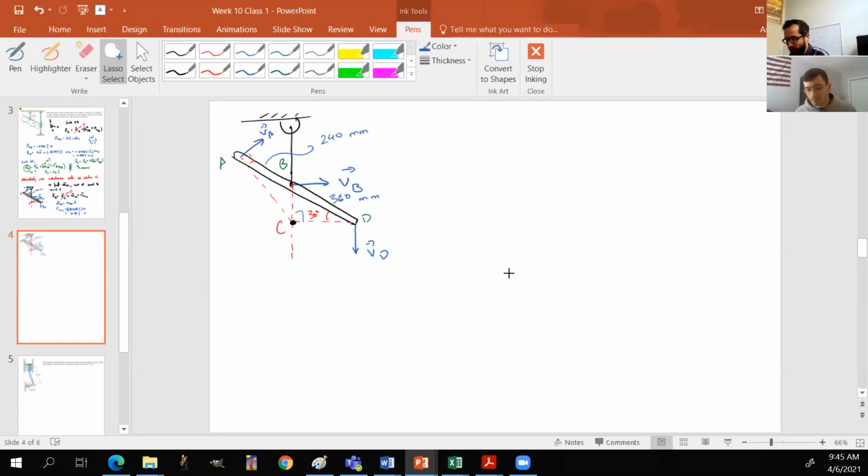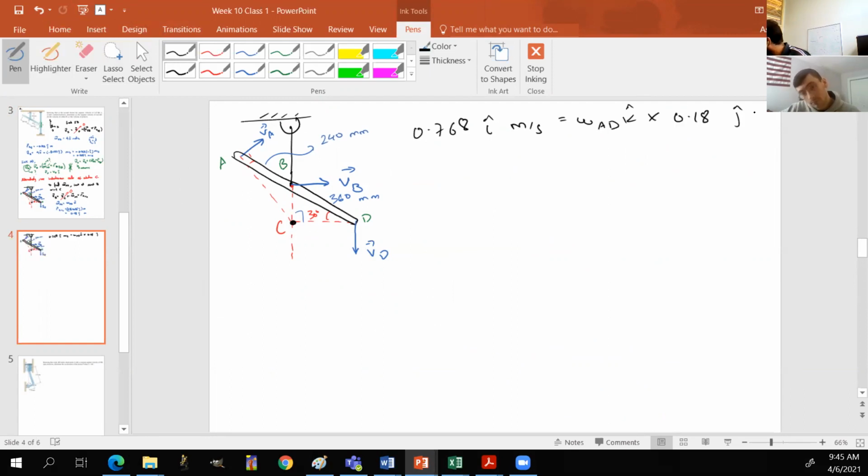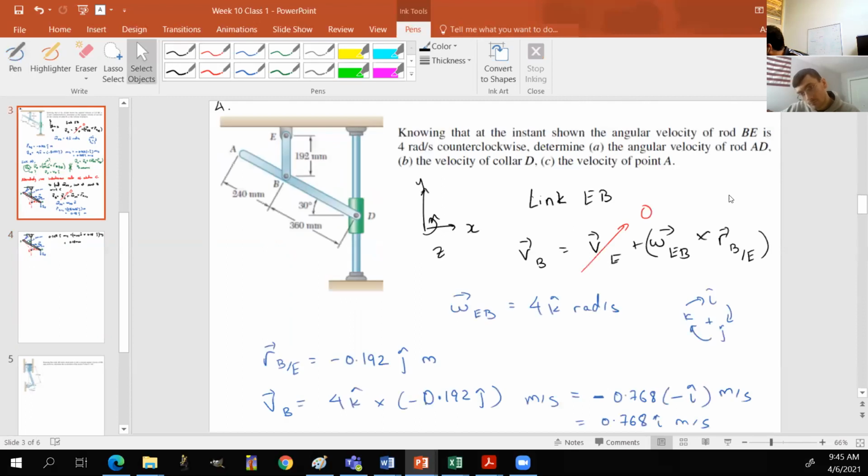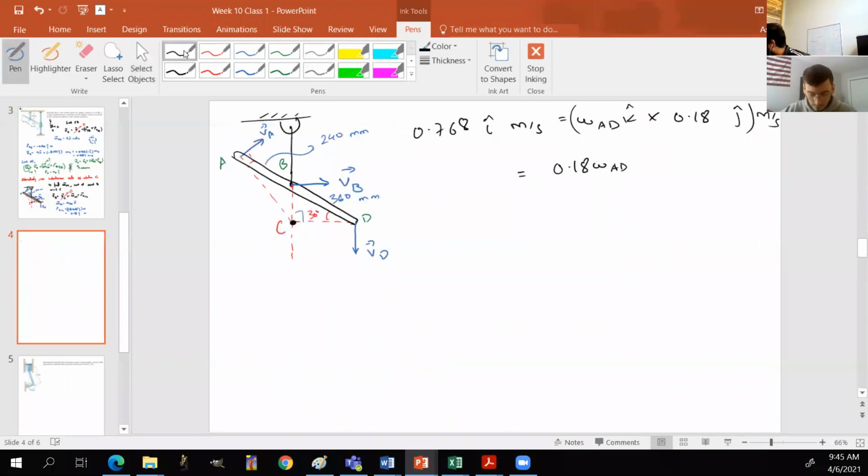All right. So next, we plug in everything. What we found so far for VB, we found that was 0.768 i hat meters per second, and that is equal to omega AD, the unknown that I'm trying to find, k hat crossed with R of B relative to C, which we just found was 0.18 j hat. And this whole thing is going to be in meters per second. So this is equal to 0.18 omega AD, right? And k crossed with j is equal to minus i hat again, right? So I get minus i hat meters per second here.